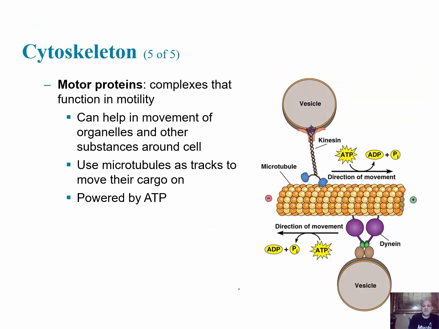So looking at motor proteins, I went and found a diagram for those motor proteins, and I found 2 of them. One is called kinesin here, and the other one dynein. These are complex protein complexes, again referred to as motor proteins, and they can help in the movement of organelles and other substances around the cell. They're going to use the microtubules as tracks as they move their cargo, and these proteins are powered by ATP, so the hydrolysis of ATP will change the shape of the protein and allow it to walk along the track.